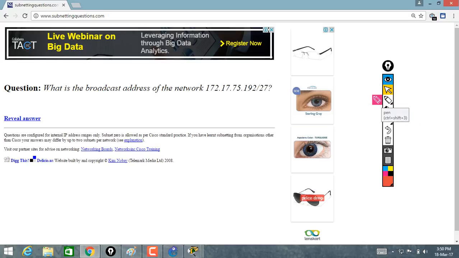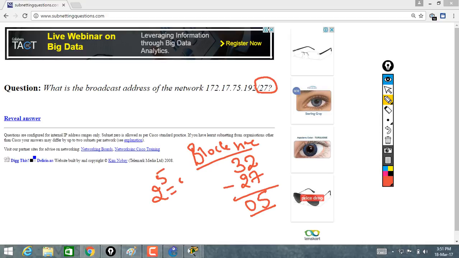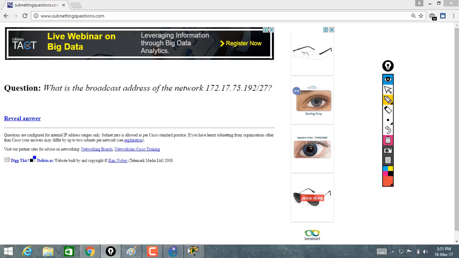First thing you should always remember: see what they have written here, /27. Always try to find the block size first. You can directly take the slash value and subtract it from 32, the total number of bits. 32 minus 27 gives 5. So the block size will be 2 raised to 5, which is 32. So the block size I have got is 32.